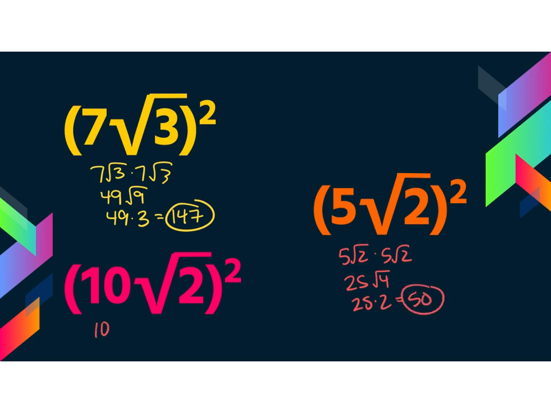Last one, we have 10 square roots of 2 times 10 square roots of 2. 10 times 10 is 100. 2 times 2 is 4, so we have the square root of 4, which is 2. 100 times 2 is 200.